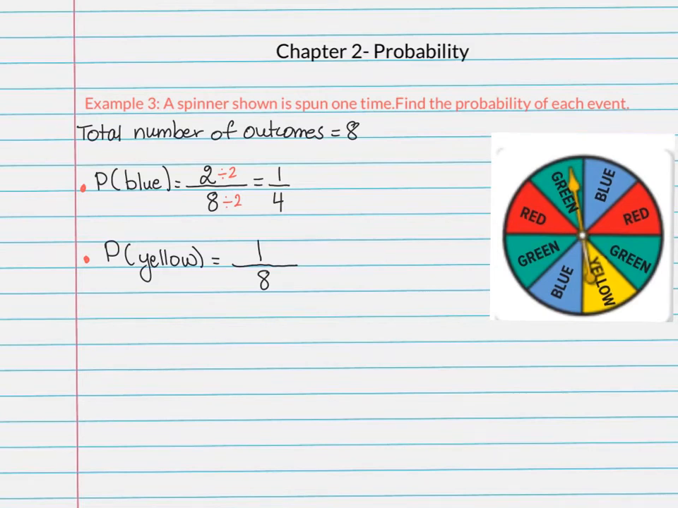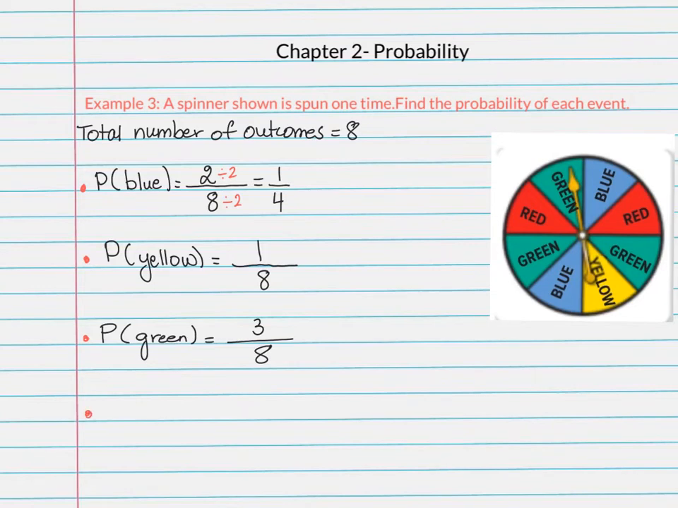Another example. What's the probability of getting a green color? Probability of green, again, the denominator is 8. Then we go to the spinner and count. How many green colors do we have? We have 1, 2, and 3. So I have 3 green color. Then the probability of getting a green color is 3 out of 8.